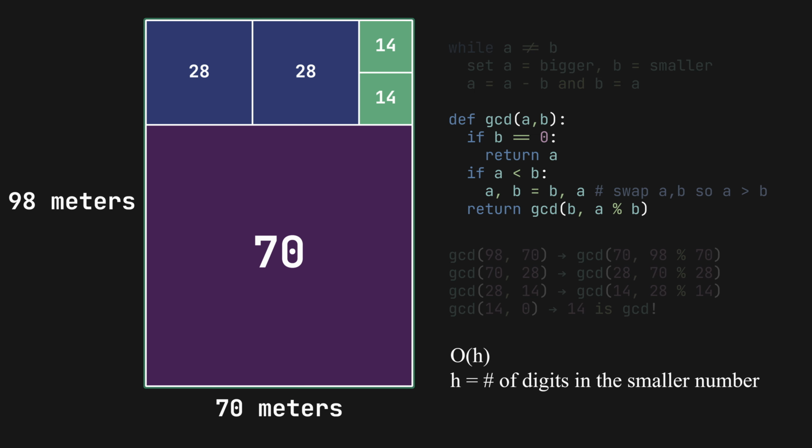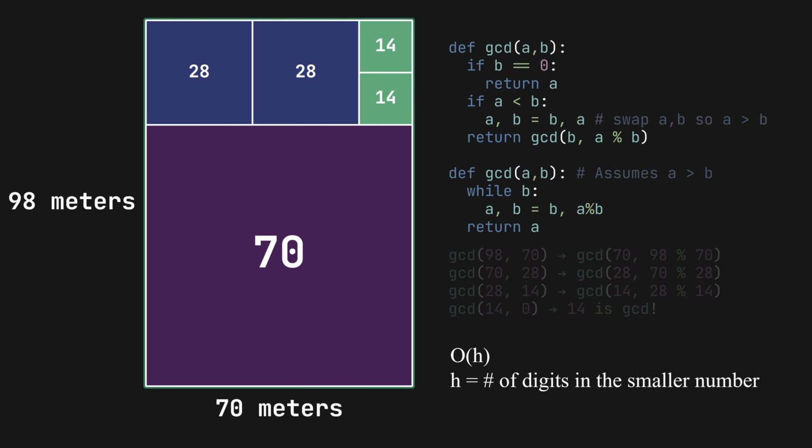This algorithm runs with logarithmic time complexity, related to O of h, where h is the number of digits of the smaller number. If we replace a recursive call with a while loop, we can make the Python code a bit cleaner also. And with that, we have Euclid's algorithm for finding the greatest common divisor for two numbers.